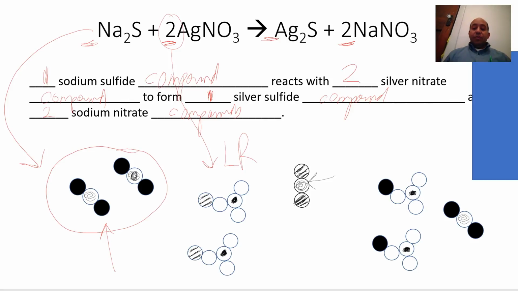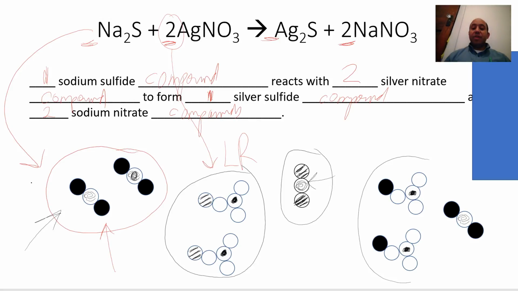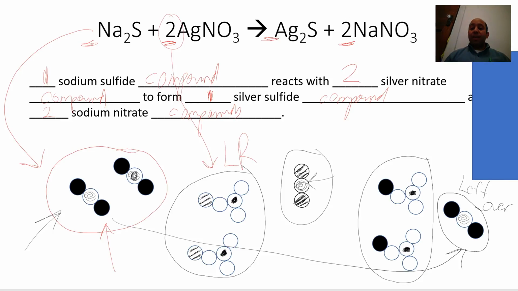And we see that because the sodium sulfide compound was doubled, but the silver nitrate was not, we still only produce 1 Ag2S and 2 NaNO3s. And look, here's the leftover that came from that side. So this is the leftover, and these are the products.